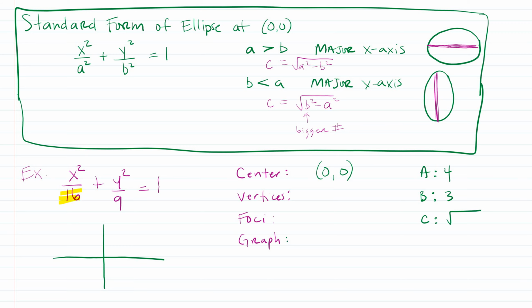C is the square root of the bigger number squared minus the smaller number squared. So that is the square root of 16 minus 9, which is the square root of 7. Okay, so what does all of this tell us?